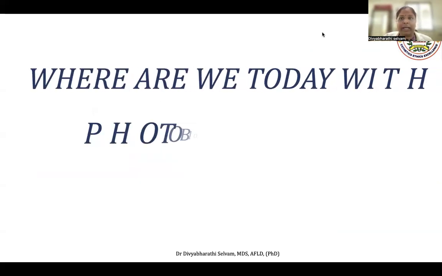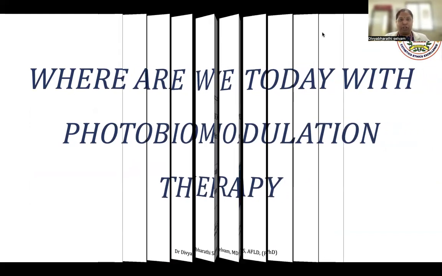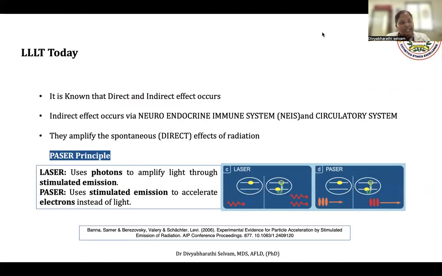Right. So where are we today with photobiomodulation therapy? It is known to have direct and indirect effects, indirect effects on the neuroendocrine, immune, and circulatory systems. Now we come to the concept called the PACER principle. In laser, we use photons to amplify the light through the stimulated emission principle. In PACER, you use stimulated emission to accelerate electrons instead of light. So this is where we are today, where we have moved to an upward principle called PACER.